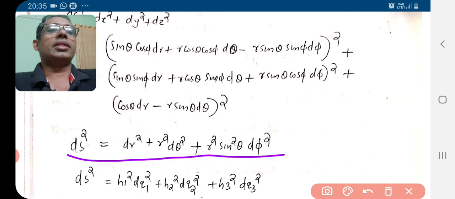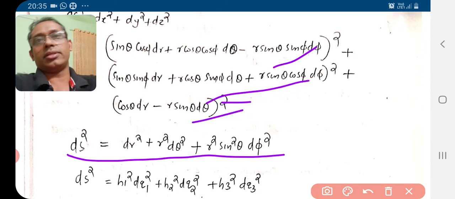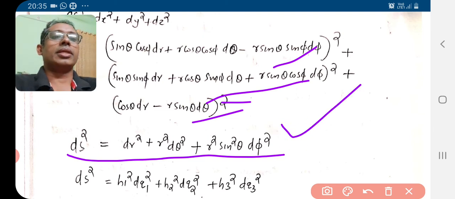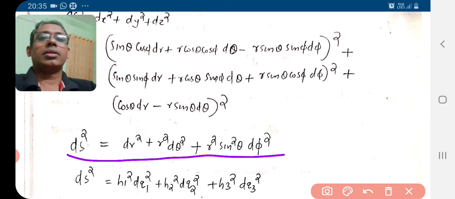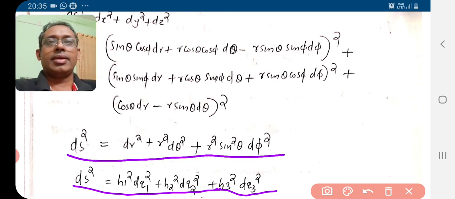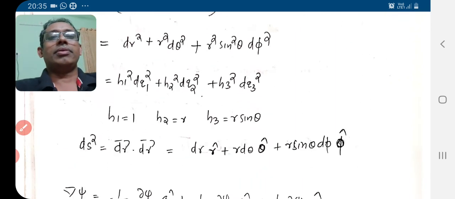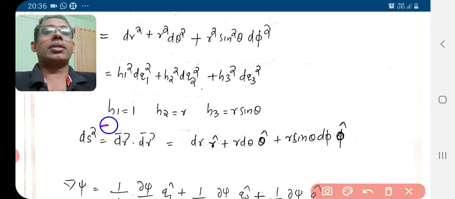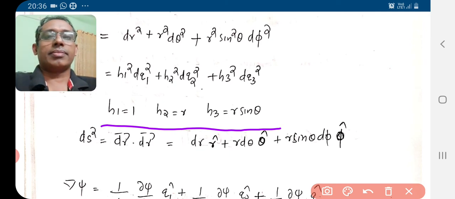You simply take the square of this, square of this, square of this, and add the similar terms, and you will be getting this. And if we compare this with ds² equal to h1² dq1² plus h2² dq2² plus h3² dq3², we will have h1 equal to 1, h2 equal to r, h3 equal to r sin θ.